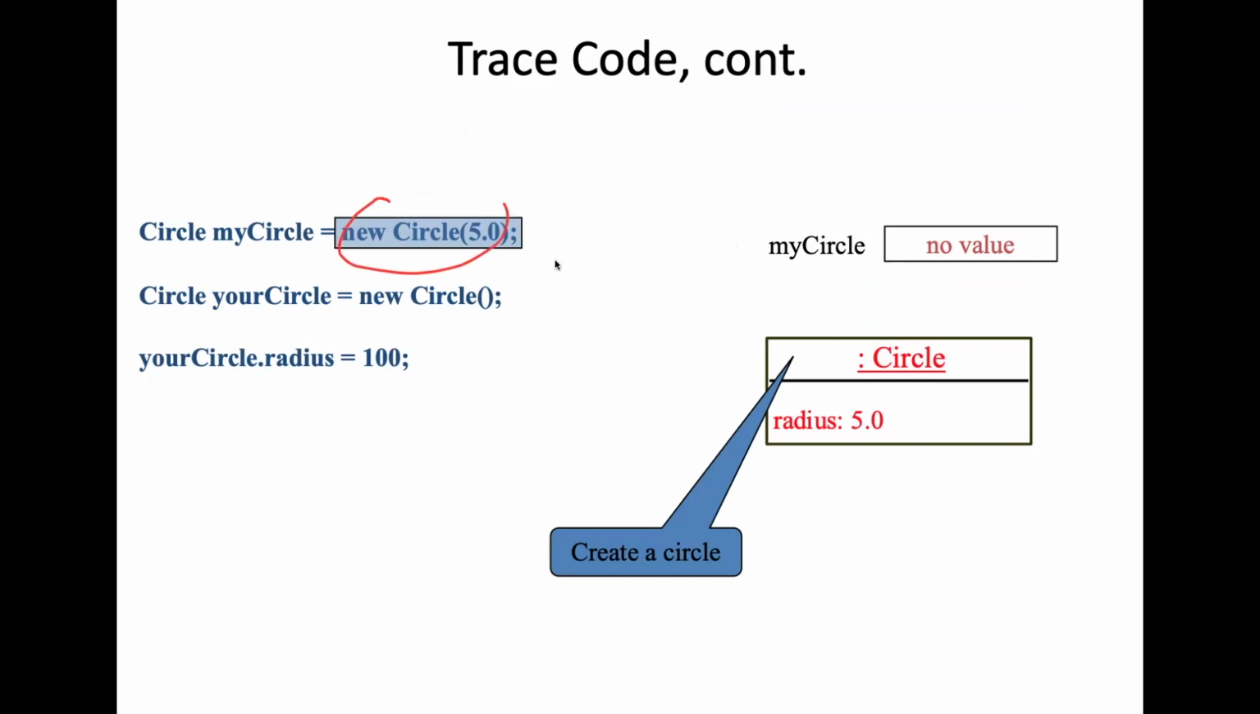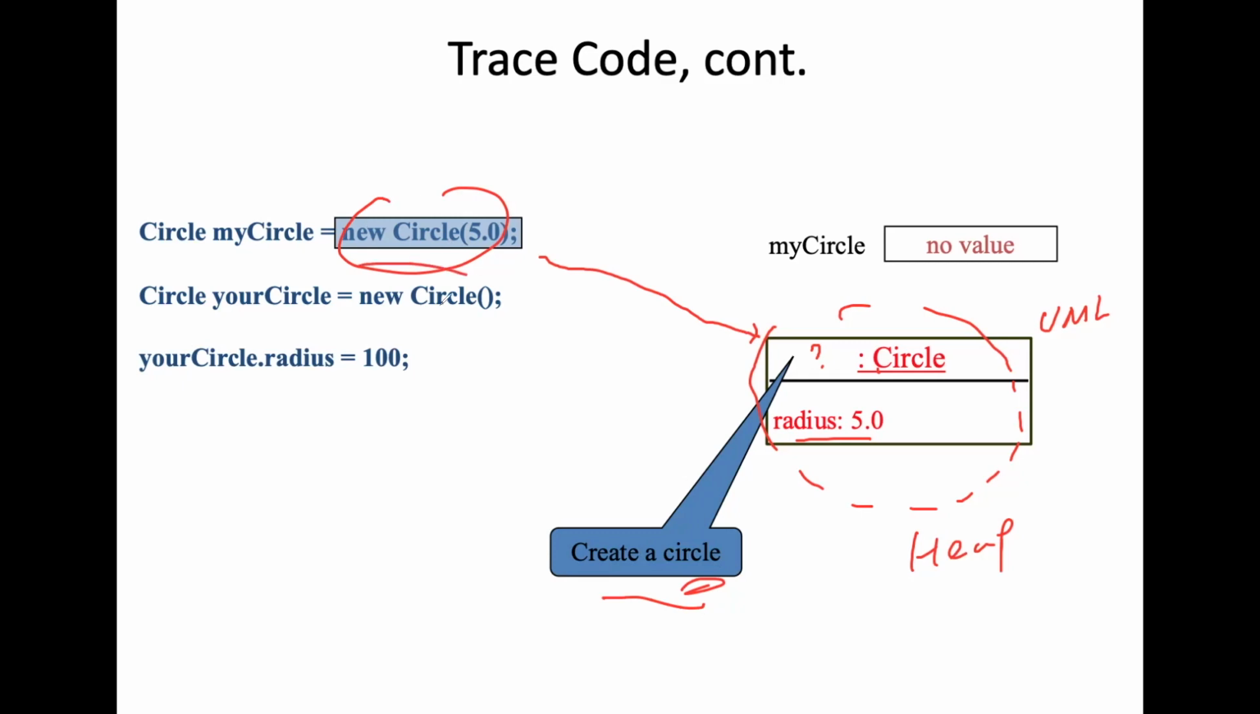New circle, like I said before, creates a circle object. This is the UML class diagram. This new circle creates a circle object. There's no reference pointing to it because we're simply allocating memory spaces, assigning a value of 5 to the radius. And this entire thing sits in a heap right now. A circle is dynamically created, period, through this line.